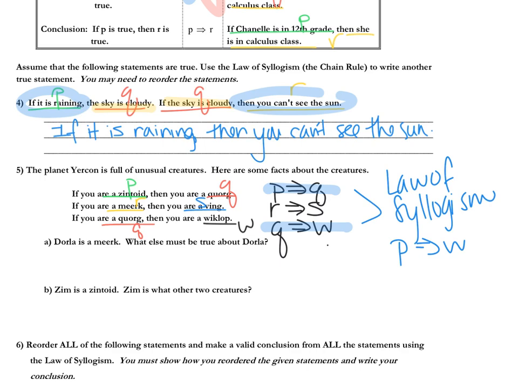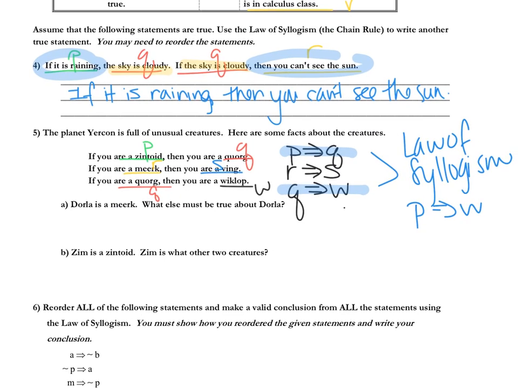All right, now let's answer some questions. So it says Dorla is a Mirk. What else must be true about Dorla? So go to where we see a Mirk, which is right here. If you are a Mirk, then you are also a Ving. This would be an example of the law of detachment. So we would say Dorla is a Ving. Okay.